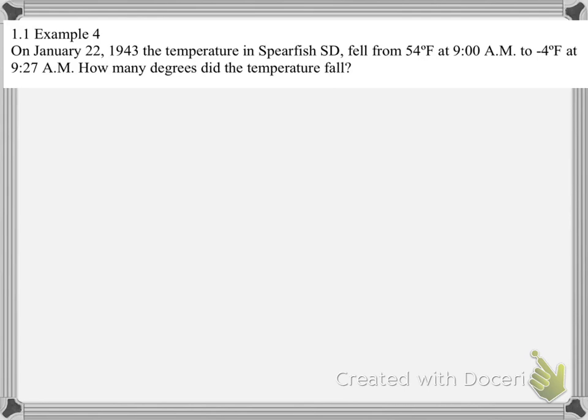Yeah, it is. Okay, so on January 22nd, 1943, the temperature in Spearfish, South Dakota fell from 54 degrees at 9 a.m. to -4 degrees at 9:27 a.m. How many degrees did the temperature fall? So it was almost 60 degrees at 9 o'clock. In less than a half hour, it was -4 degrees outside. Brr. Okay, so how many degrees did the temperature fall?